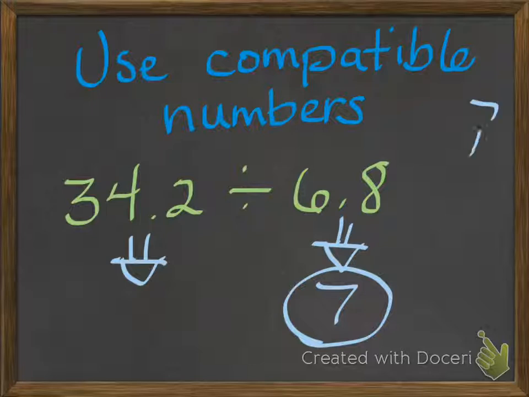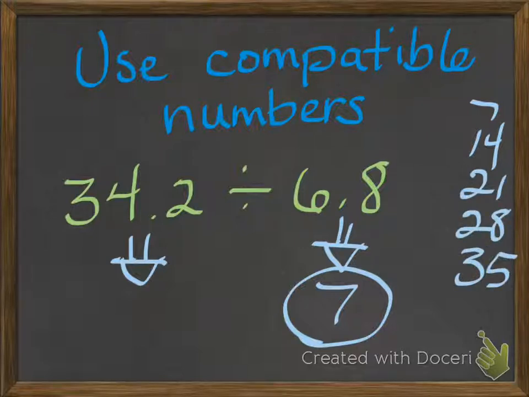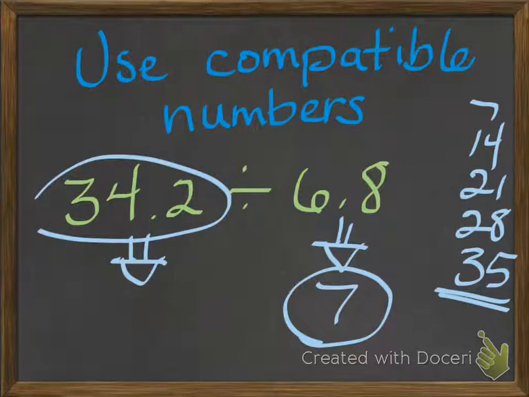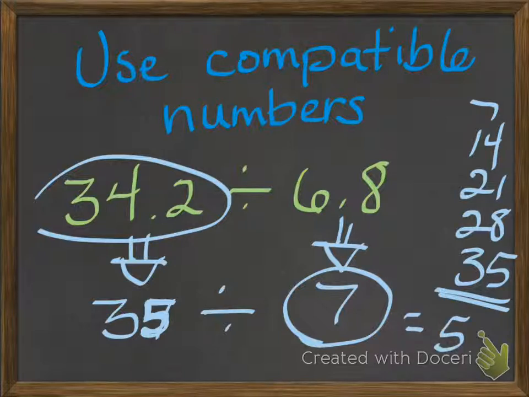I know 7, 14, 21, 28, 35. Oh, 35 is awfully close to this number 34.2. So I'm just going to round it up to 35. I've got 7 on my brain. 35 divided by 7 equals 5. So my answer here should be close to 5. 34.2 divided by 6.8 is probably going to be close to 5.